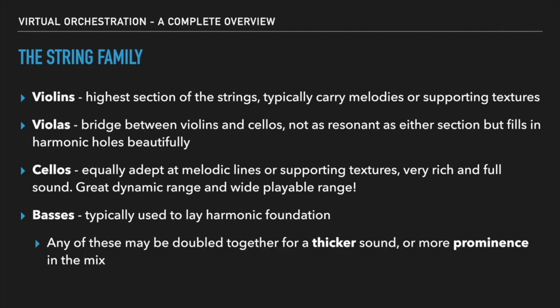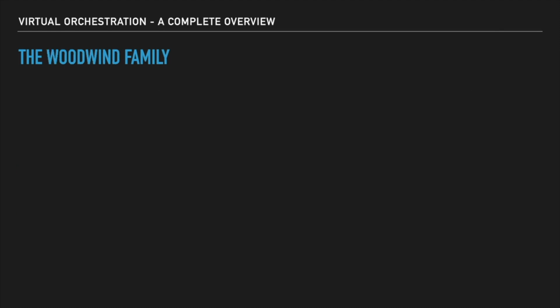So any of these sections, like violins, violas, cellos, and basses, can be doubled together for a thicker sound or just more prominent in the mix, right? So for example, the violins and the violas could be doubled in unison if you want a stronger melody, or maybe you want the violas doubled an octave below the violins. So this will help the theme or the melody protrude a little bit easier in the context of the fuller mix. All right, let's dive into the woodwinds.